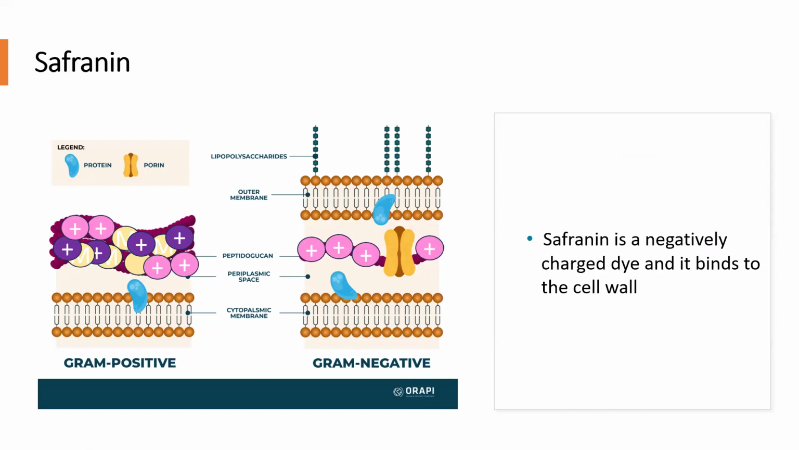Now, lastly, we add our safranin in, which is our counter stain, and that's a basic dye, so it's going to bind to the negative charges of the cell wall. And in this case, this is the last step. Your gram-negative cells are going to have the safranin in there. They're going to appear pink. Your gram-positive cells are going to have safranin in as well, but they're still going to appear purple if you stained it correctly. And that's because the purple is just so dark that it washes out the pink.